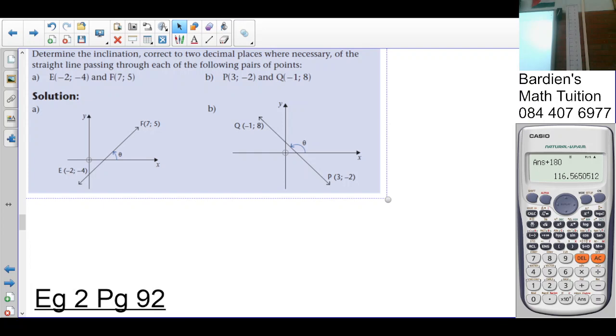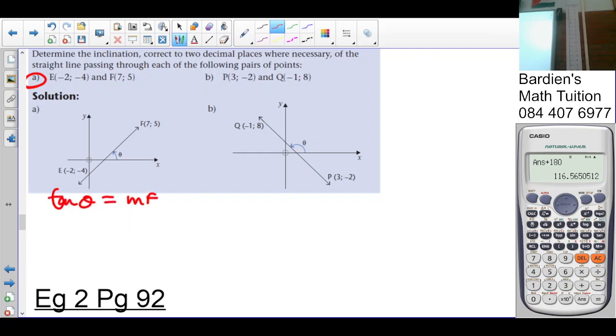So how are we going to calculate this angle? What do we need? We need to know the gradient of EF. So we say tan of theta is equal to the gradient of EF. How do you work out gradient? Y2 minus Y1 over X2 minus X1. Right, so do the substitution for A through 2.